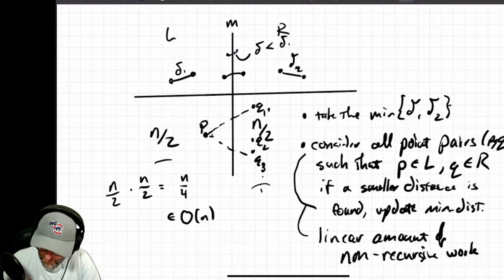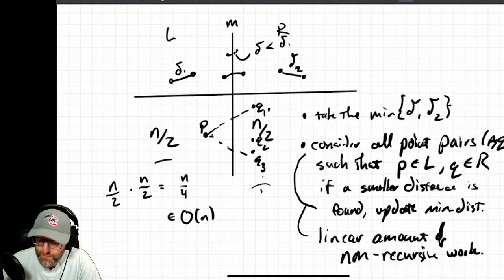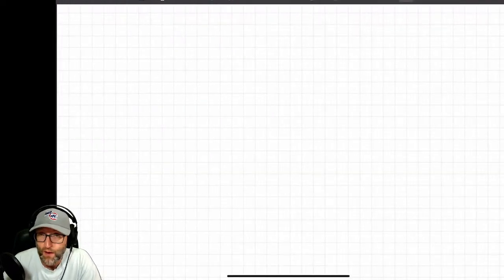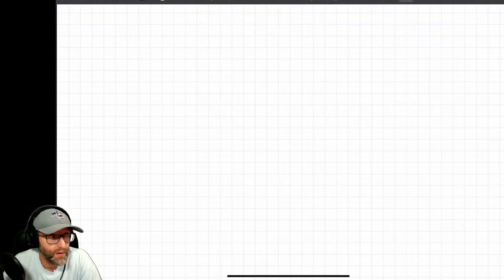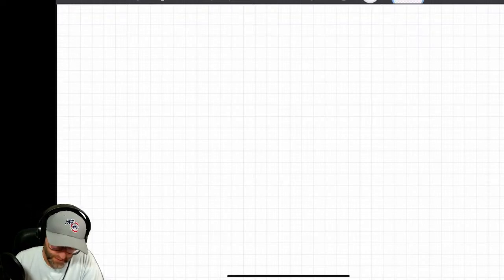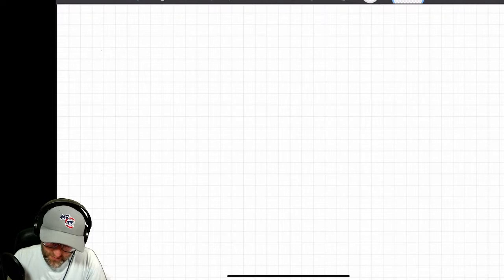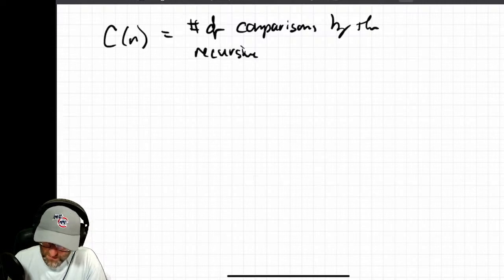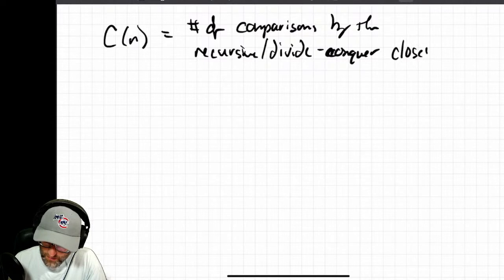Okay, maybe that's okay. All right, let's go ahead and analyze this idea and then bring the master theorem to bear. So what I'm going to do is define C sub n to be the number of comparisons made by the recursive divide and conquer closest pair algorithm.